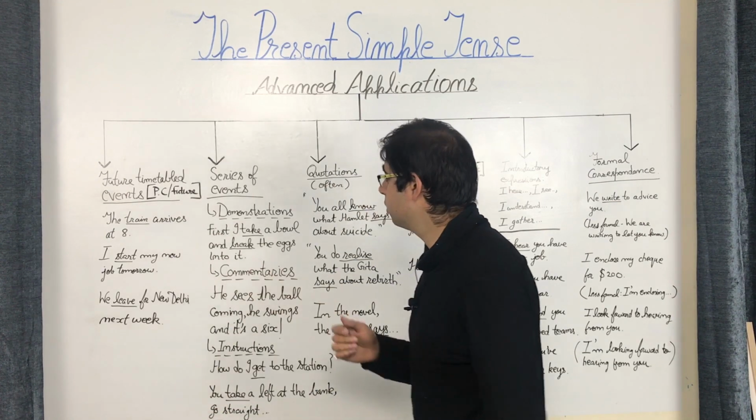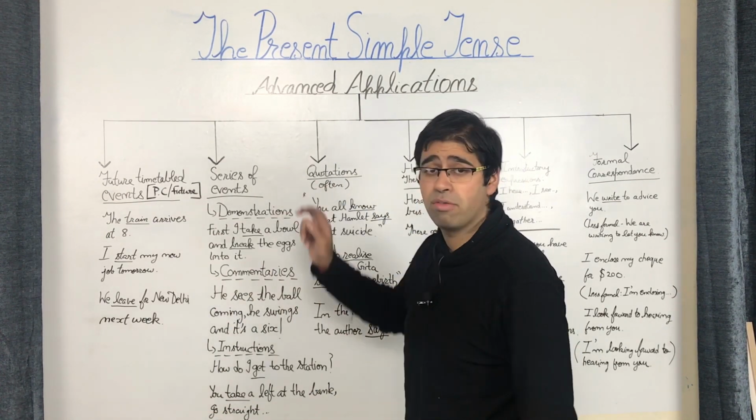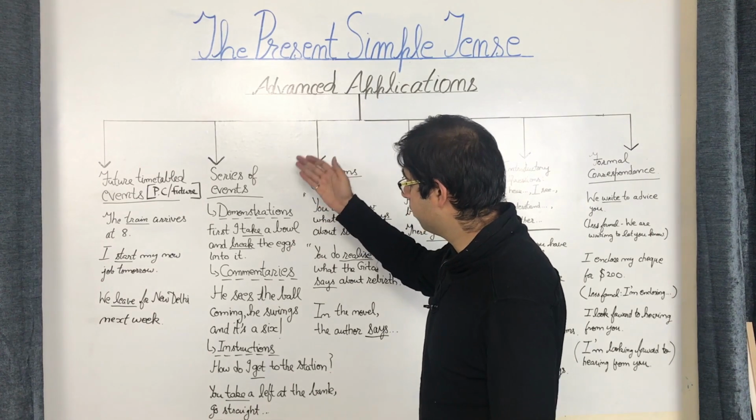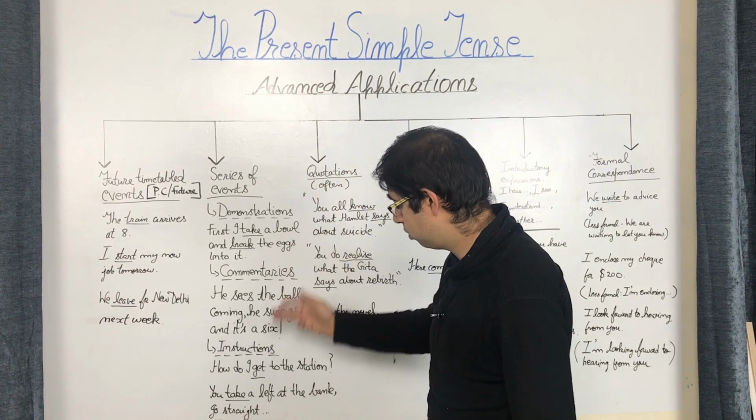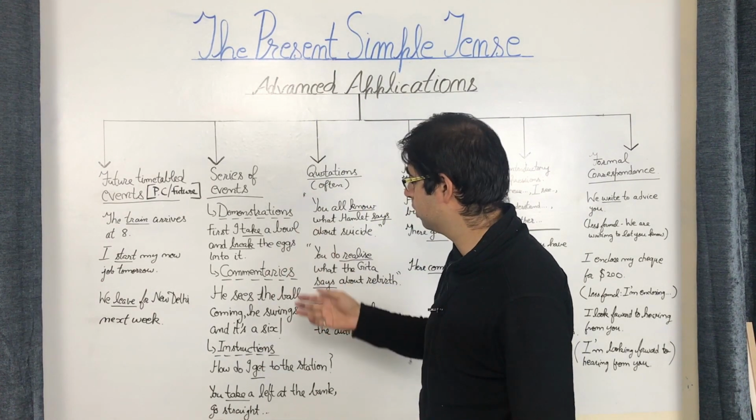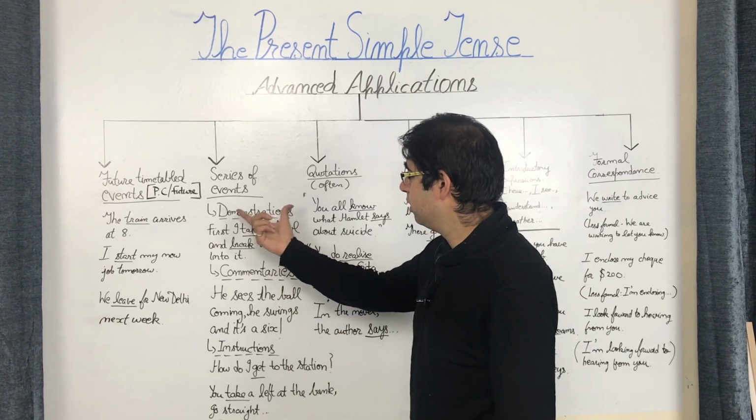We come to the second use, which is series of events. Now, series of events are further divided into 3 categories. Let's have a look at each with an example. So first, you've got demonstrations.